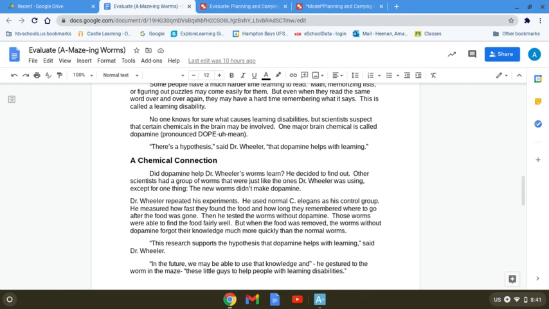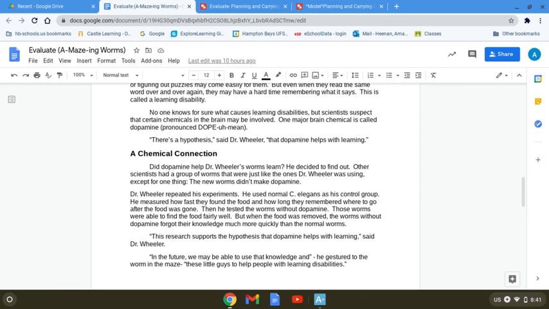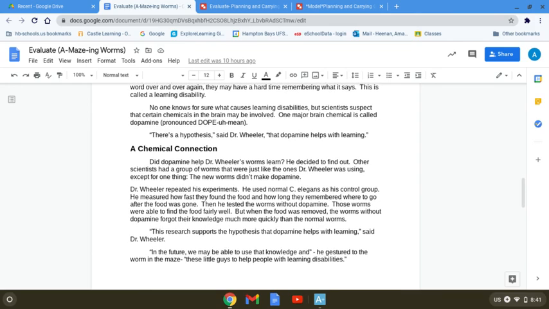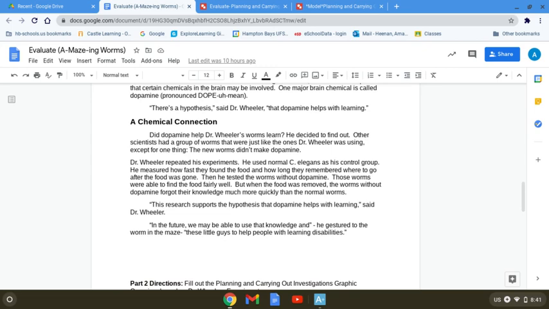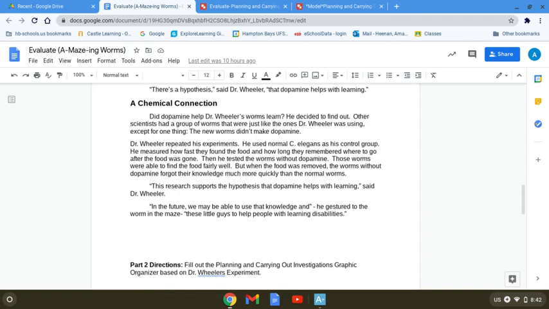Those worms were able to find the food fairly well. But when the food was removed, the worms without dopamine forgot their knowledge much more quickly than the normal worms. The research supports the hypothesis that dopamine helps with learning, said Dr. Wheeler. In the future, we may be able to use that knowledge and, he gestured to the worms in the maze, these little guys, to help people with learning disabilities.